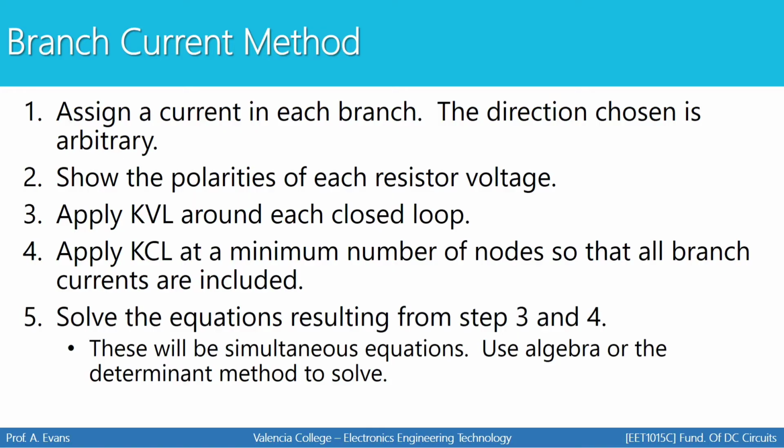So you're going to assign a current to each branch. You're going to show the polarities of each resistor voltage based on the current you picked. You're going to apply KVL around each closed loop and KCL at least one node, maybe more, so that all branch currents are included. This is going to give you a series of equations, and you're going to then use algebra or a matrix to solve these equations in order to get your unknown values. This method will allow you to find each branch current in a circuit.